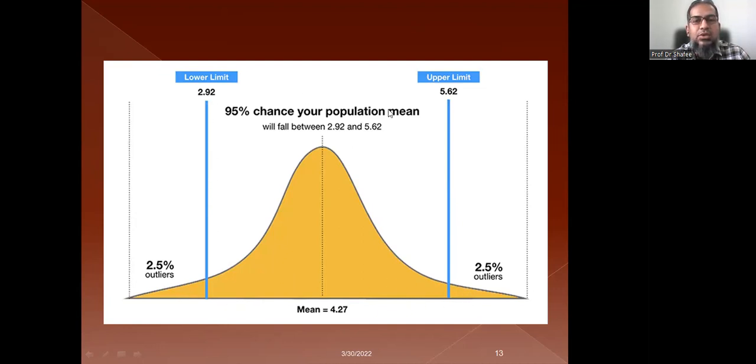From 2.92 to 5.62 is the confidence interval or confidence limit. In this range, if the value falls, it is considered normal. If the value falls in this range of 5%, it is considered significant. So in most studies, we take a 95% confidence interval and a 5% level of significance. Please remember this and try to understand. Significance is understood with the help of probability or p-value. If it is significant, the p-value will be less than 0.05, and if it is insignificant, the p-value will be more than 0.05. Like this, we conclude.